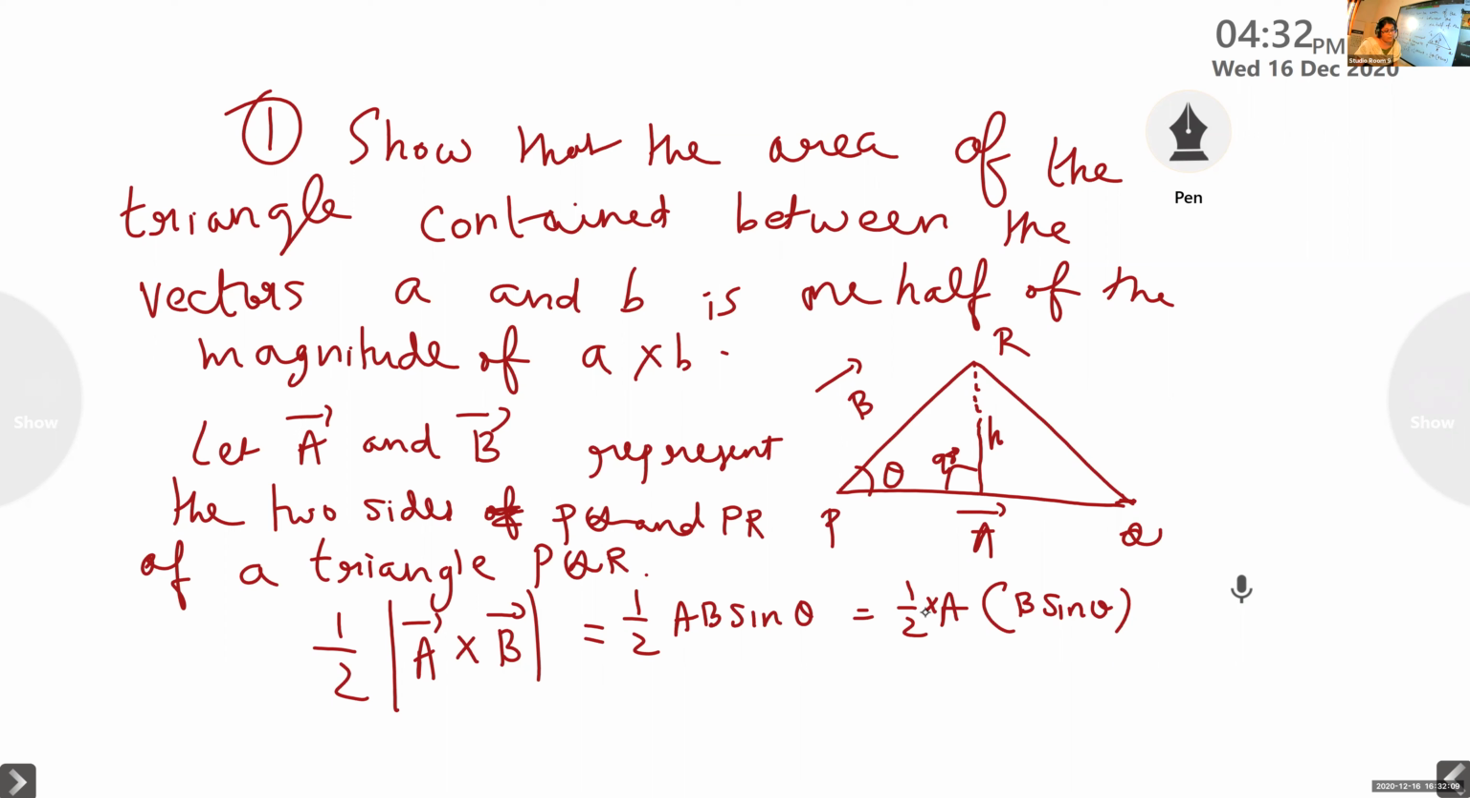Now you have to find out what is B sine theta. B sine theta you can find from the right angle triangle, correct? If you assume this is H, sine theta is equal to opposite side by hypotenuse. Therefore, sine theta is equal to opposite side of theta, which is H, over B. So H by B. Therefore, H is equal to B sine theta.